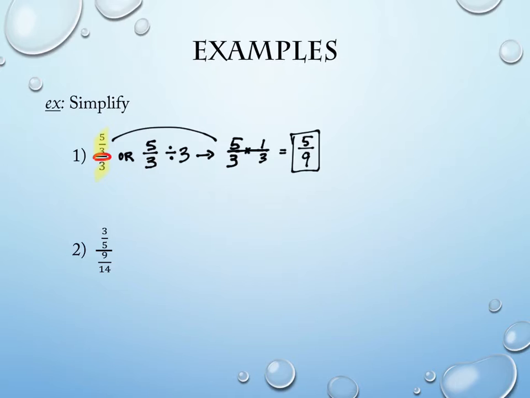So when you're done with a complex fraction, it should be a fraction that's in reduced form. It should be a fraction that has a single constant in the numerator, a single constant in the denominator, or something like that. It doesn't have a fraction inside of a fraction when we're done. That's what we're looking for, and 5 over 9 doesn't simplify.